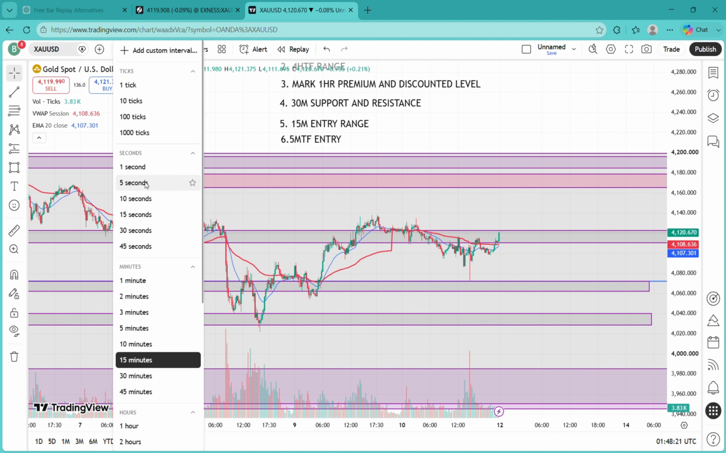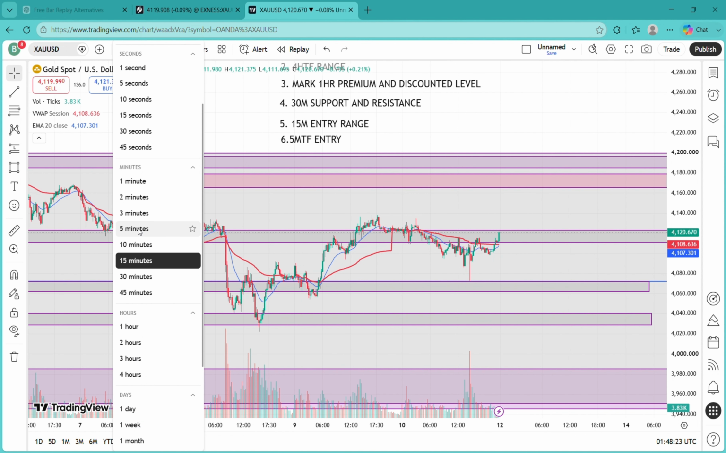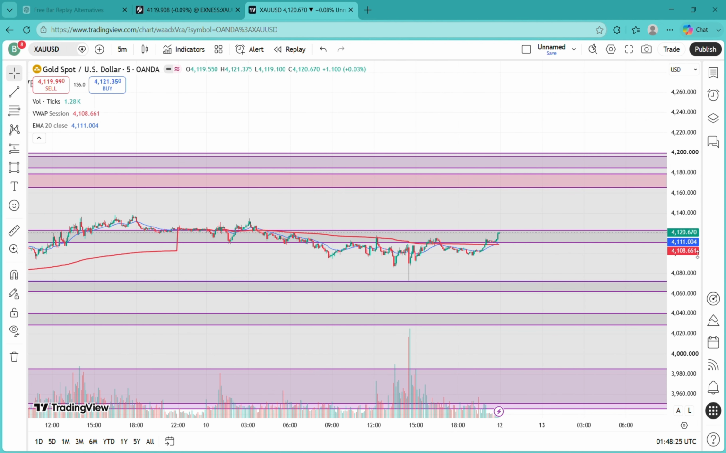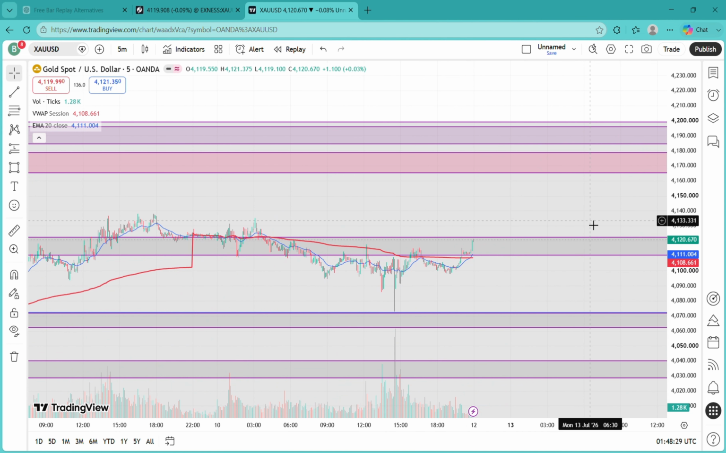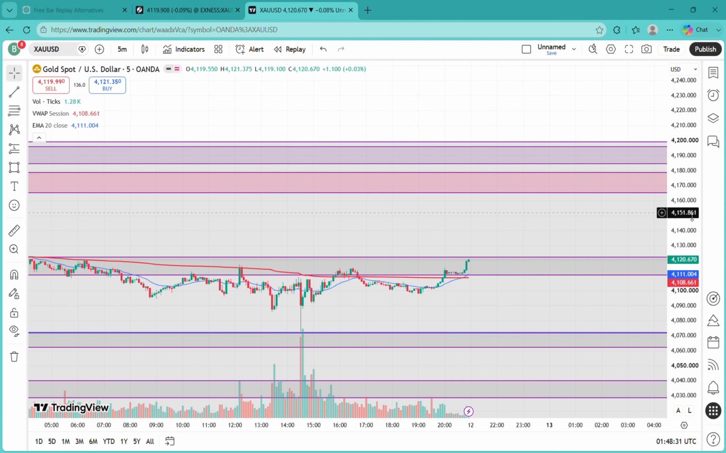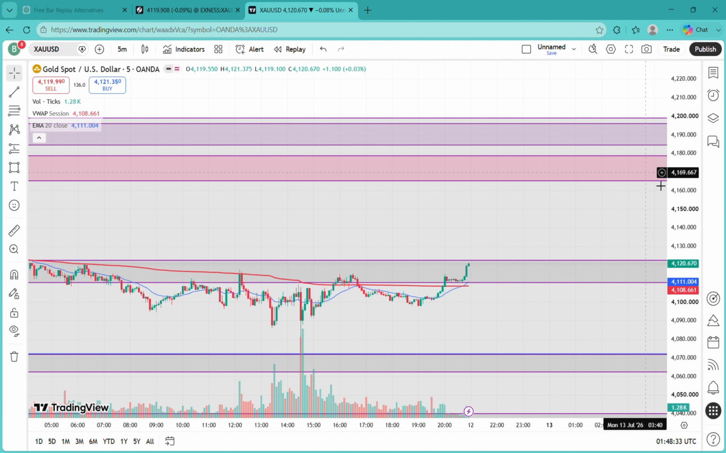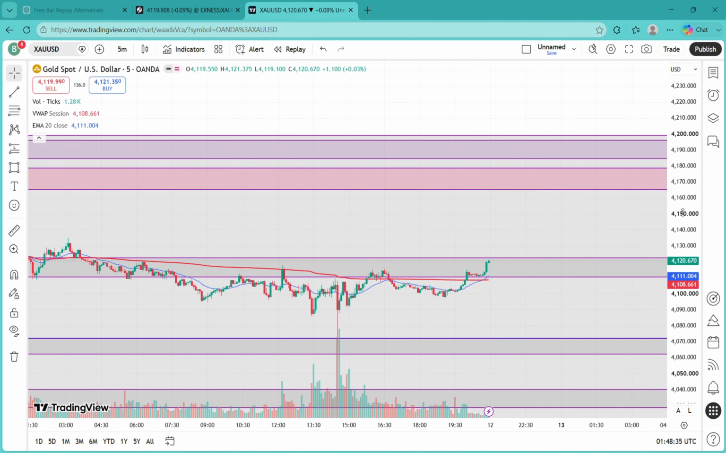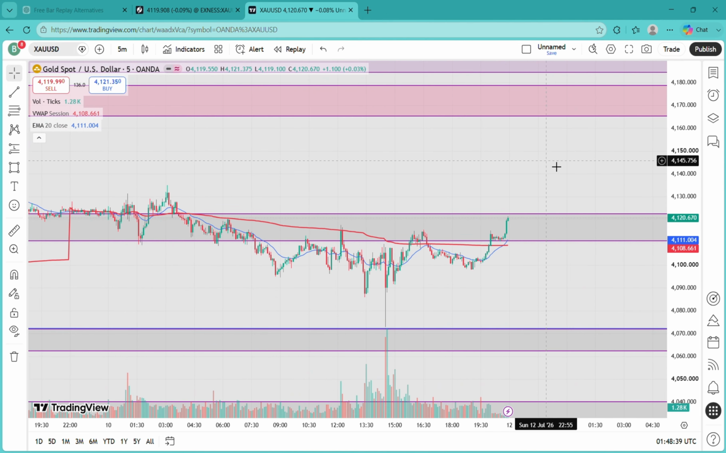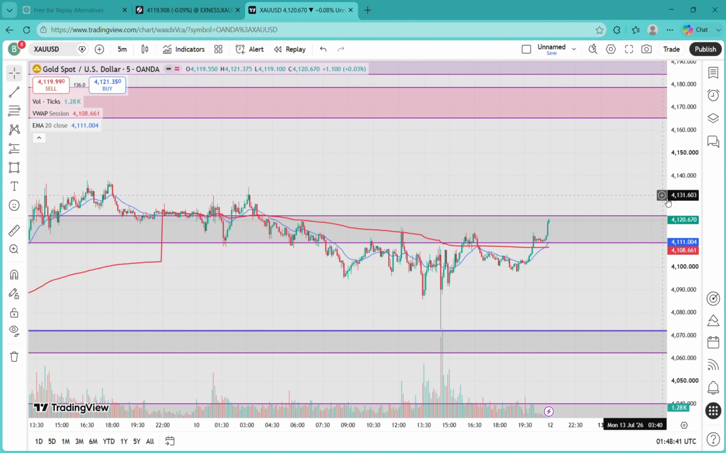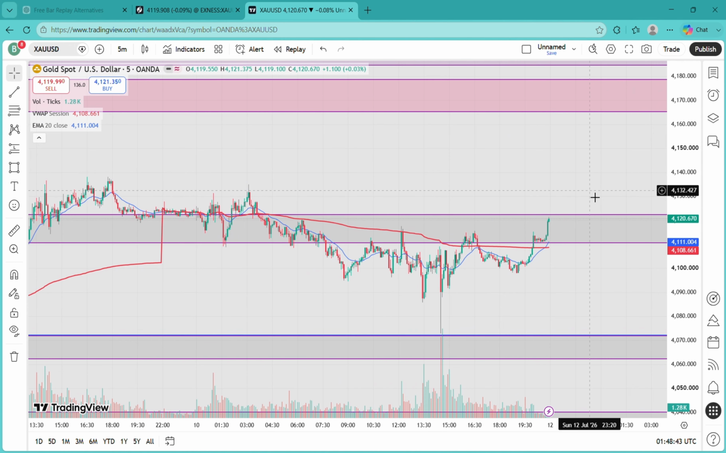So next, for your entry, you will go to the 5 minutes time frame. In this level, guys, many scalpers can have a long position right here, but for me, since I'm an intraday trader, I only enter in the premium and discounted level. But of course, you can find an entry right here. Of course, before you enter, you need to wait for your confluences to be met. Since you are on a 5 minutes chart, you can find your entry right here.